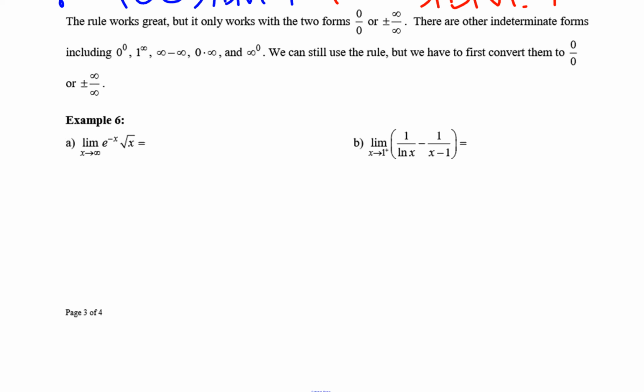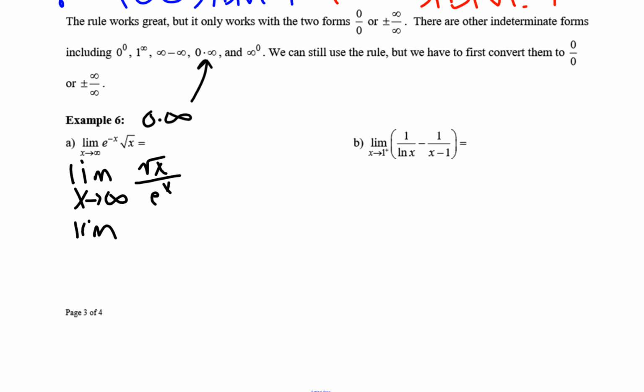If we plug in this, we would get 0 times infinity. That's an indeterminate form, but it's not a fraction. So we need to make this a fraction before we try to apply L'Hopital. That could be an easy way to write it as a fraction. Let's use the L'Hopital rule. Take the derivative of the top, derivative of the bottom. Now let's try to evaluate the limit.